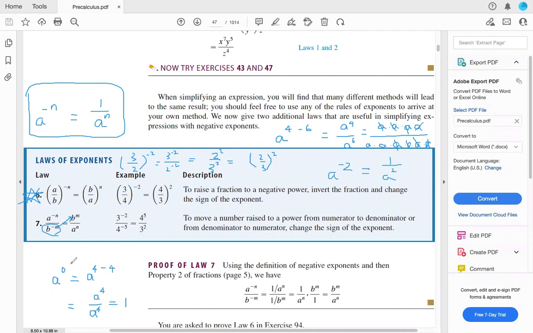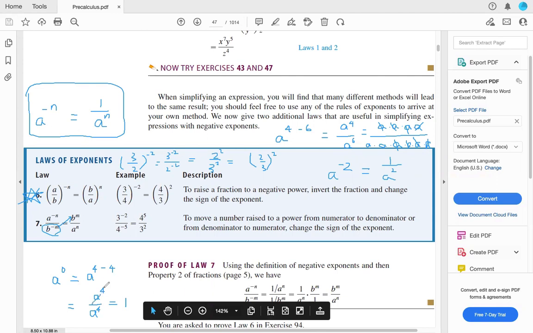The last one is a to the 0. So a to the 0 always equals 1. Why is it equal to 1? Because we know that a to the 0, just make it up, equals a to the 4 minus 4. Because it's an exponent subtraction, I turn this into the fraction a to the 4 divided by a to the 4. So this is law number 2.